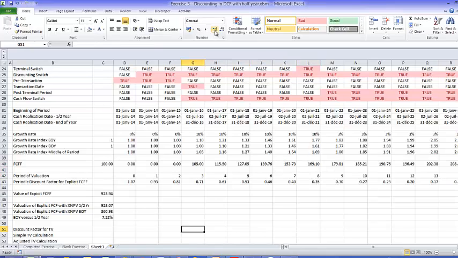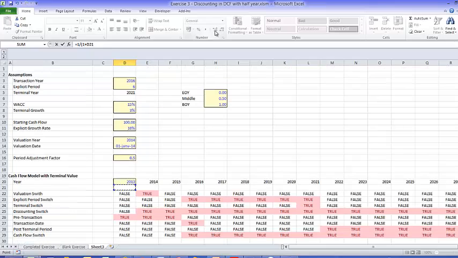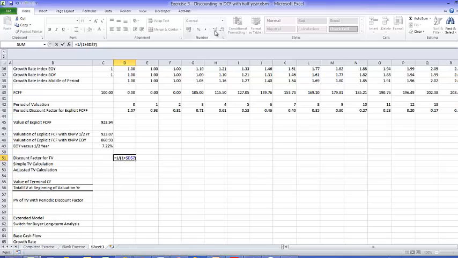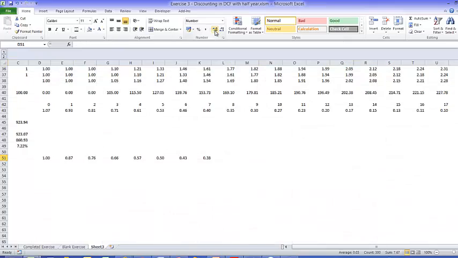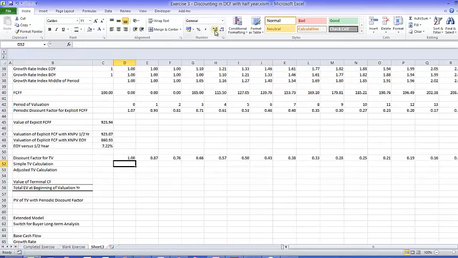So the discount factor for the terminal value, unlike the other one, is 1 divided by 1 plus the WACC, of course. But this time we're going to raise this to the power of simply the period of the valuation. We don't subtract anything. I'll put 0 always. Okay, so that gives us an end of year discount.